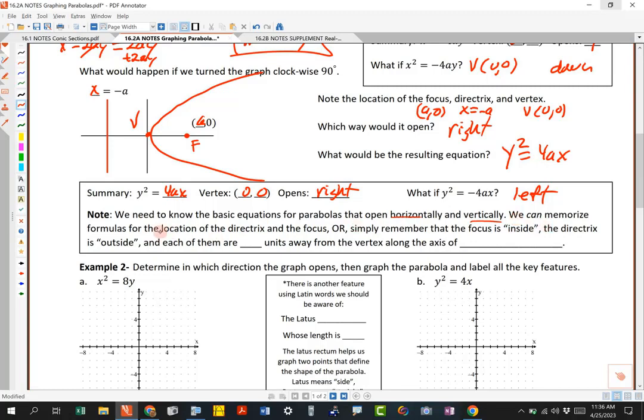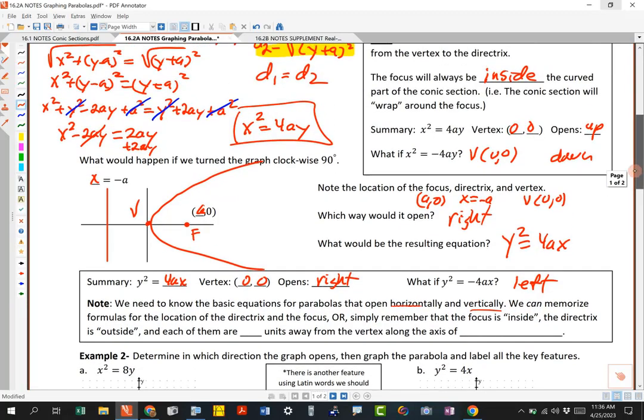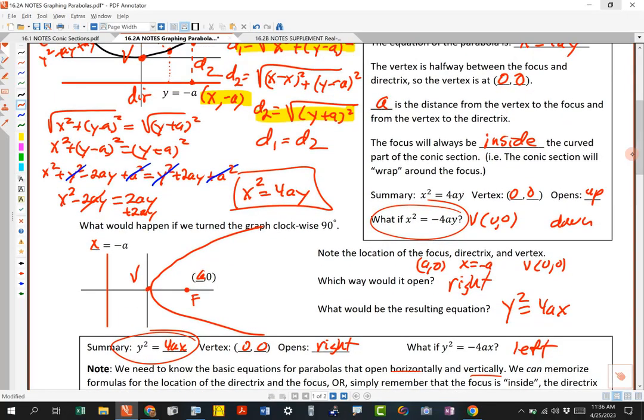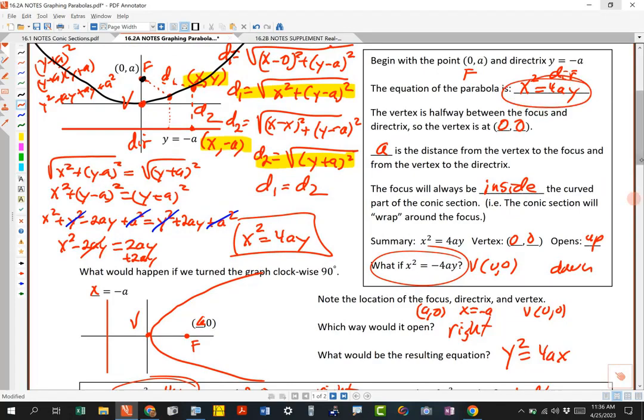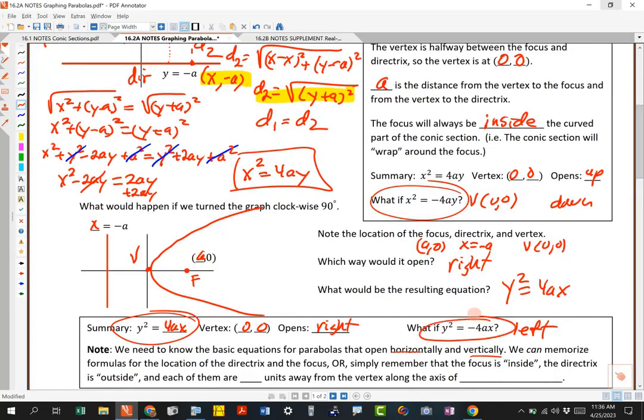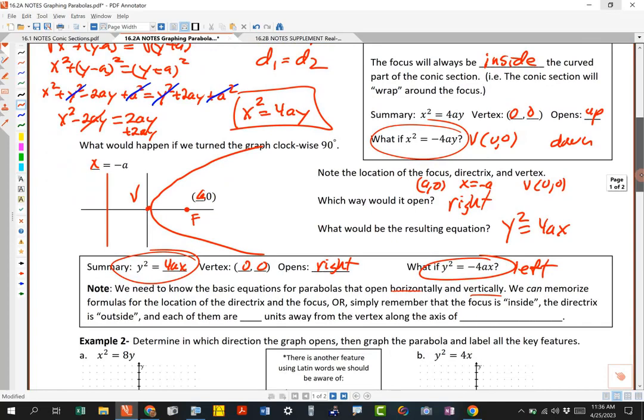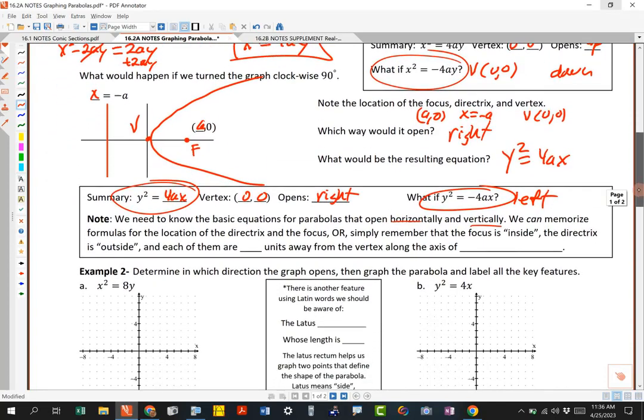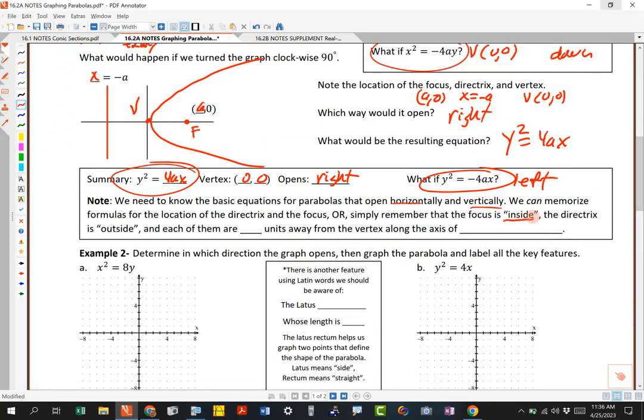And if you want to, you can memorize these formulas. So if you want to memorize this formula and that formula and this formula up here, all the way up here, and that formula right there, you're totally welcome to memorize those. Or you can just remember this. The focus is always inside. The directrix is outside. Each of them are a units away from the origin along the axis of symmetry.